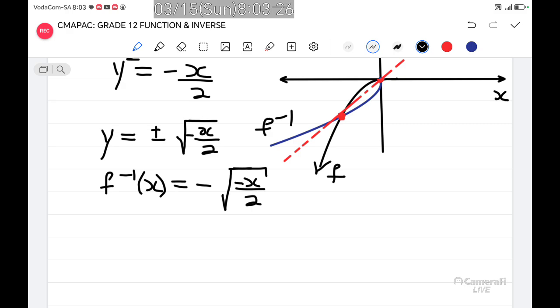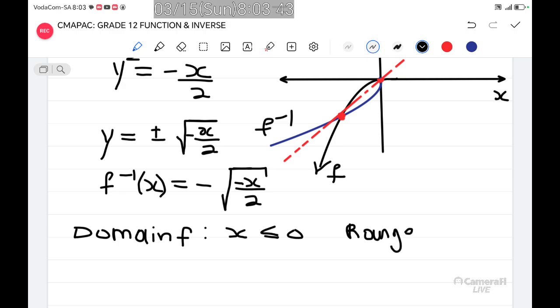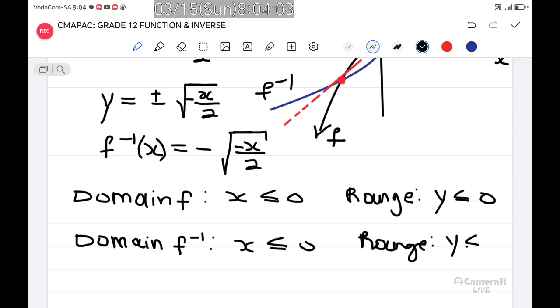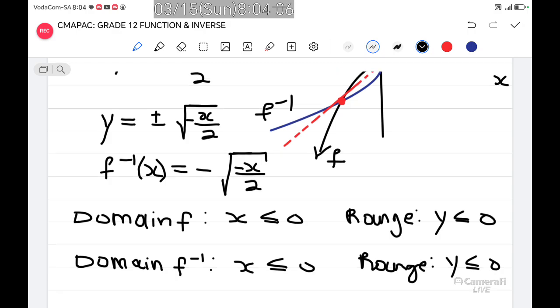So the domain of f, x is less than or equal to 0. The range we can see is y less than or equal to 0. The same applies with the domain of the inverse. For f inverse, x is less than or equal to 0, and the range y is less than or equal to 0.